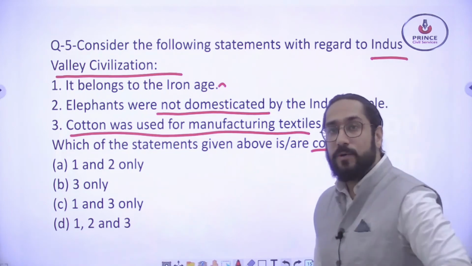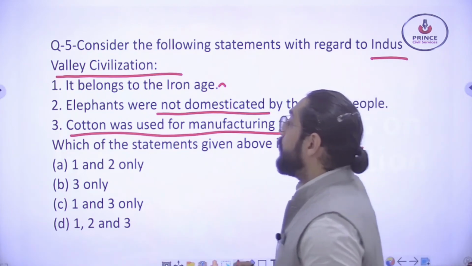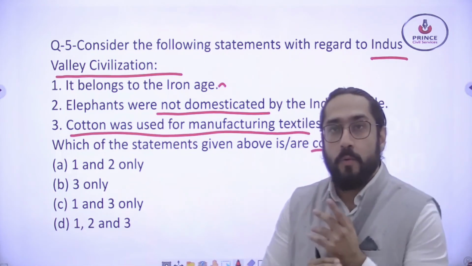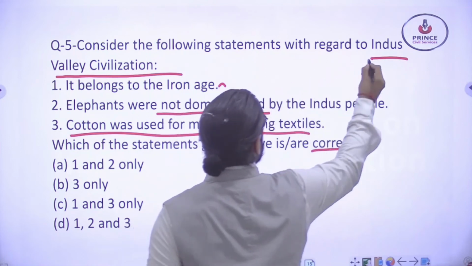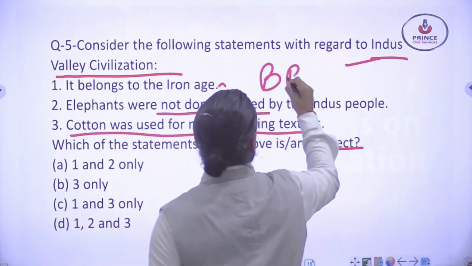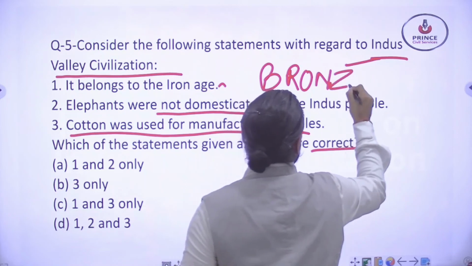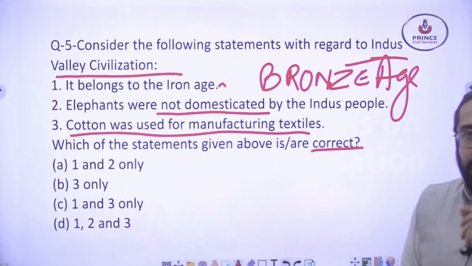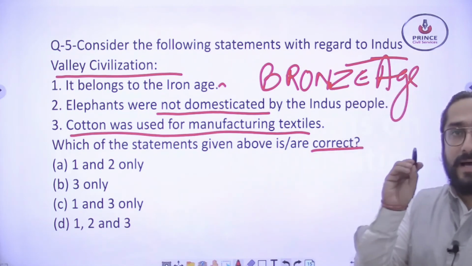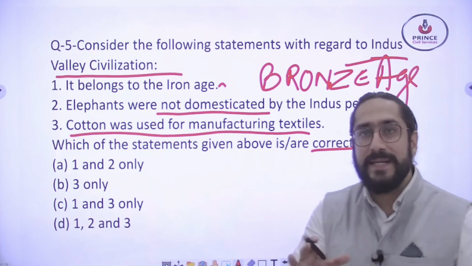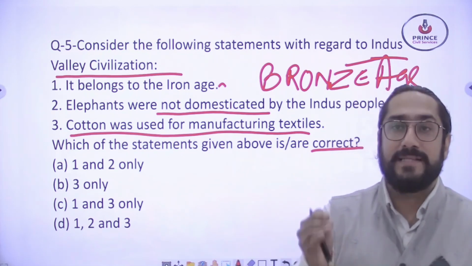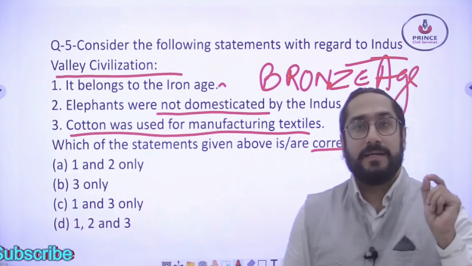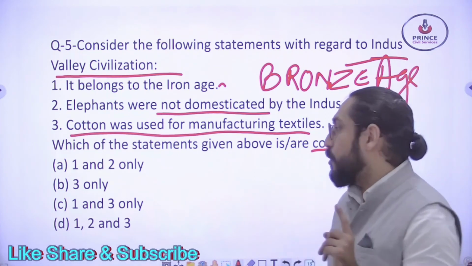So let's look at statement number 1. It belongs to the Iron Age. This statement is wrong. Why? Because IVC belonged to the Bronze Age. This is a very simple statement, and the Iron Age started around 1000 BC, and before that you had the Copper and the Bronze Age, and IVC belonged to the Bronze Age.